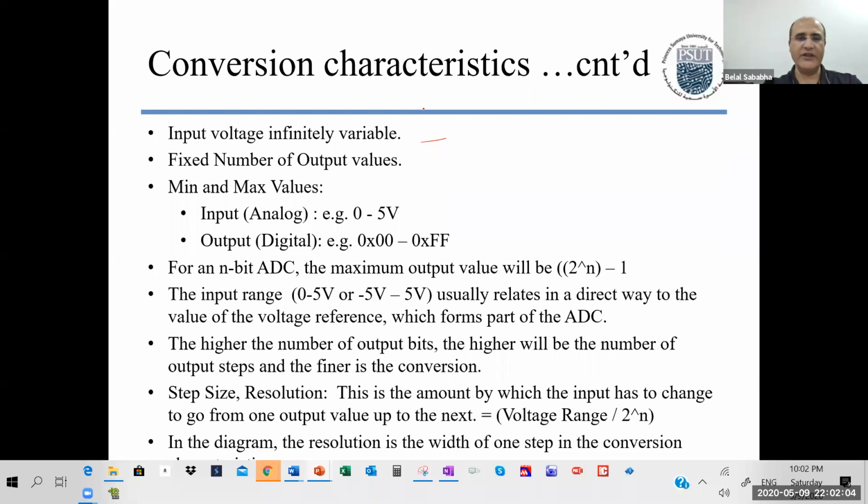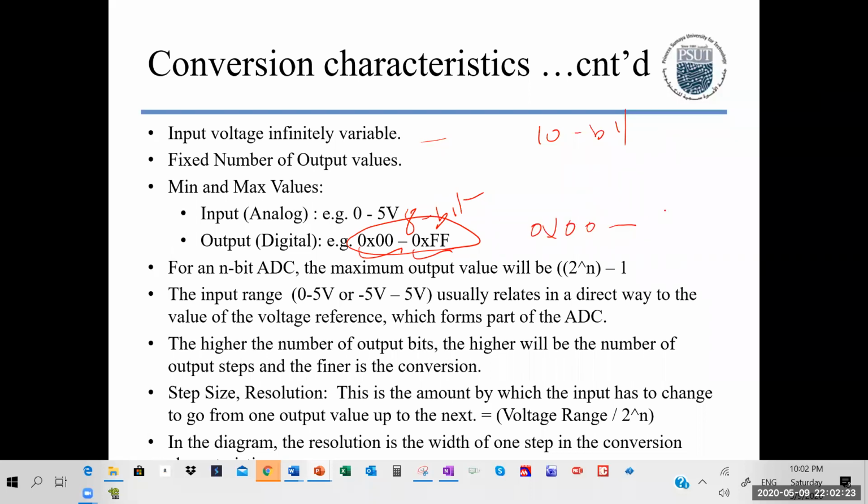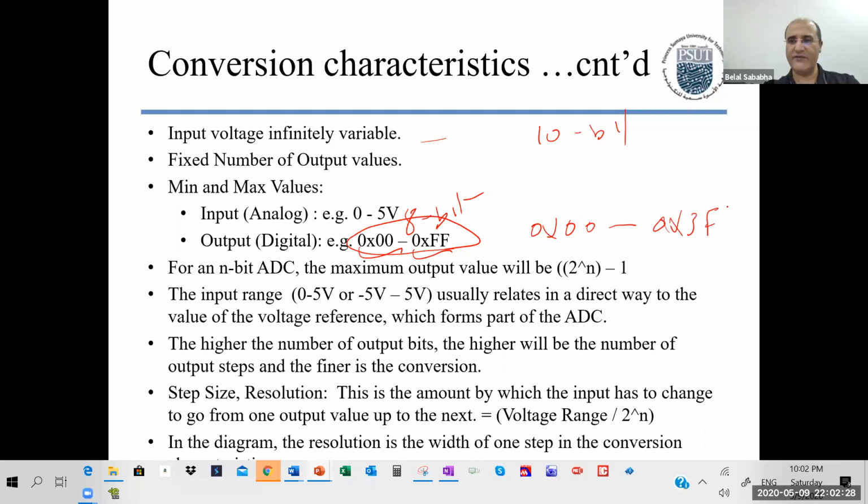Input ranges, the output: if it's 8-bit, then you get 8-bit numbers. This is the case for 8-bit, so I'm going to get from 0 to FF. Now if it's 10-bit, I'm going to get from 0x000 to how much? 0x3FF, right? That means 10 ones. Okay, this is what we talked about.